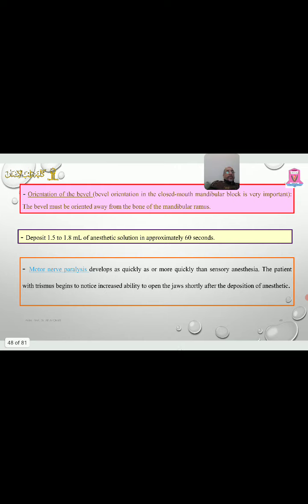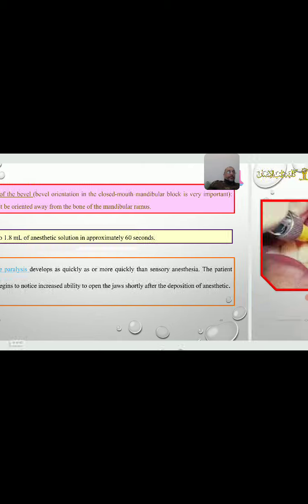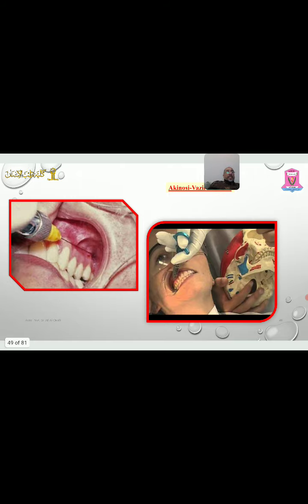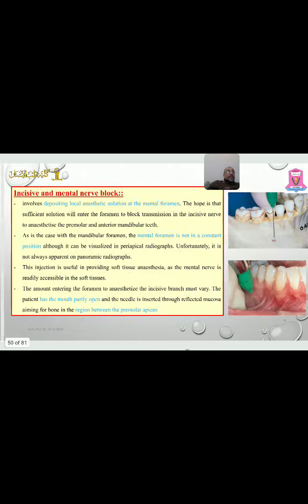Orientation of the bevel in the closed mouth mandibular block is very important. The bevel must be oriented away from the bone of the mandibular ramus. Deposition is about 0.5 of the cartridge, given over 60 seconds. Motor nerve paralysis develops more quickly than sensory anesthesia. The patient with trismus begins to notice increased ability to open the jaw shortly after the deposition of anesthesia. This is the technique for Akinosi Vazirani.